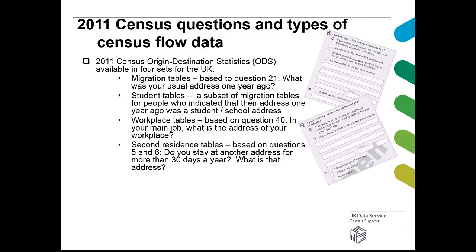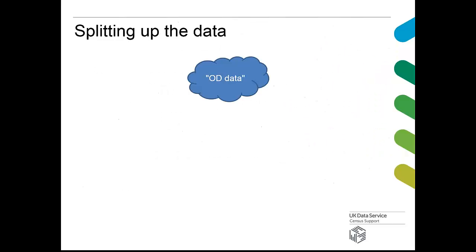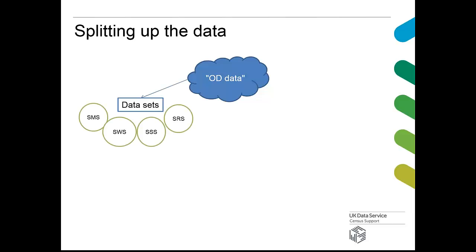We also have workplace tables. They're based on the question asking you in your main job, what is the address of your workplace? And finally, we have second residence tables, and these are new for 2011. And these are based on questions in the census form which asked, do you stay at another address for more than 30 days a year? And what is that address?